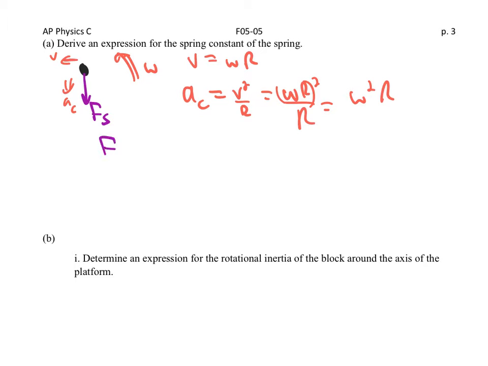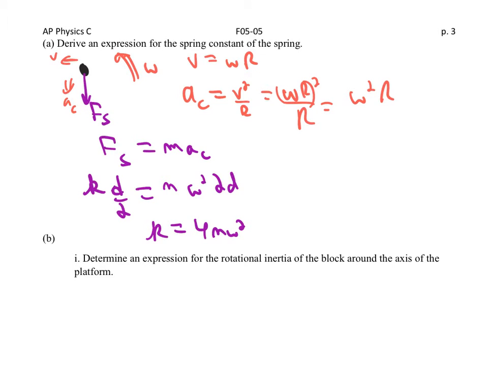And from Newton's second law, we have that the spring force has to equal the mass times the acceleration, because it's the only force acting. K times the stretch in the spring, which is given as d over 2, is the mass times the acceleration, which is omega squared r, which was 2d. Putting all of that together, we get that the spring constant is 4m omega squared.